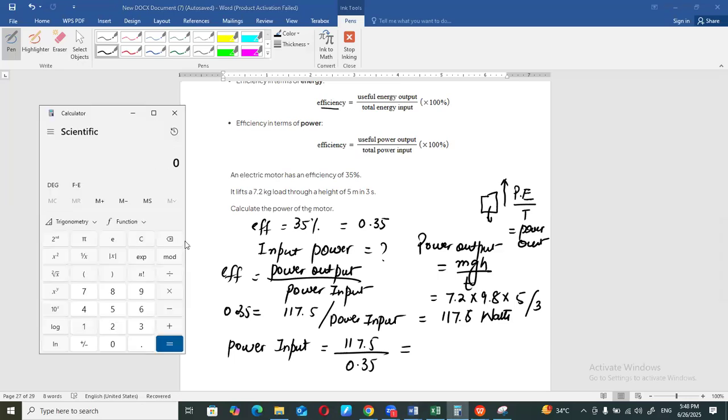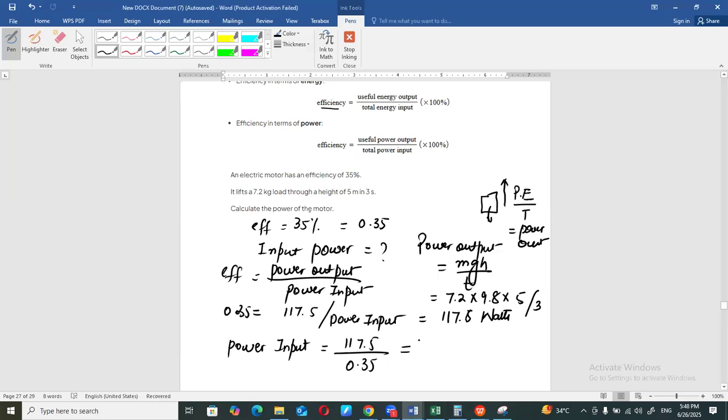So 117.5 divided by 0.35, and it will be 335.71 watts. This is the inputted power which is given to the motor. So this is all we have done with work, power, energy, and work done.